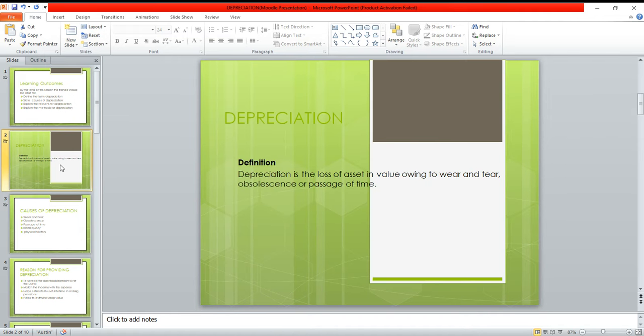And to begin with, we want to discuss the first objective, when we want to learn what we understand by the term depreciation. Can someone define for us depreciation? Anyone, class? Who can define for us the word depreciation?